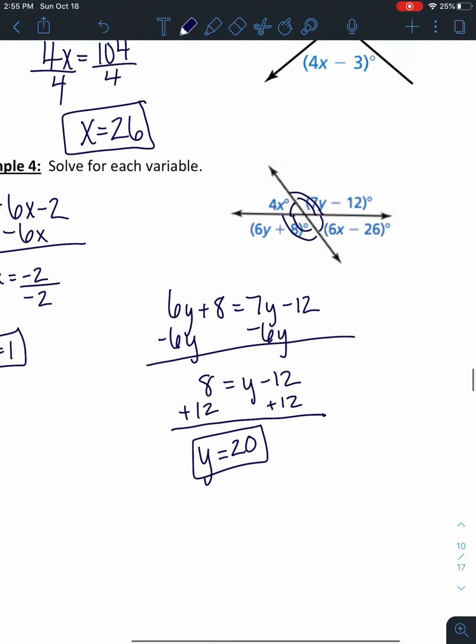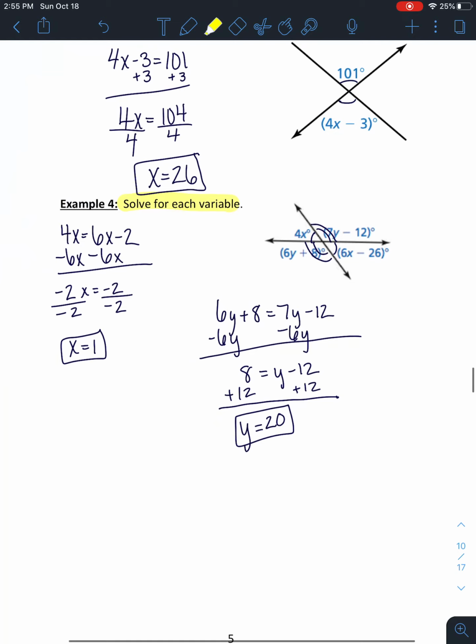Go back and make sure we're answering the question. The question asks us to solve for both variables. We have x equals 1 and y equals 20. So we are good to go.